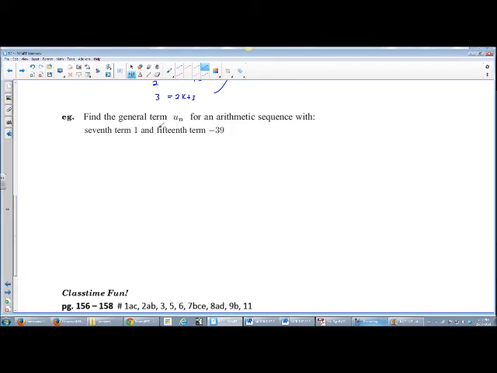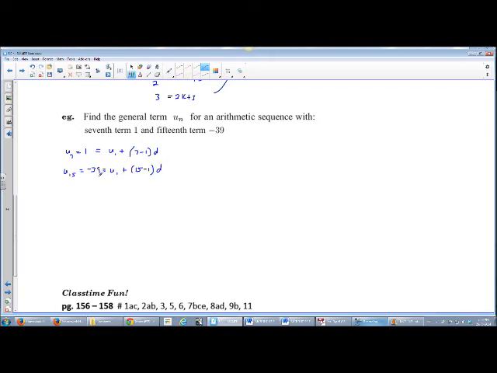We want to find the general term for an arithmetic sequence with the 7th term of 1 and the 15th term of negative 39. So the 7th term is 1, and the 7th term equals the first term plus 7 minus 1 times d, and the 15th term is negative 39, and that equals the first term plus 15 minus 1 again times d.